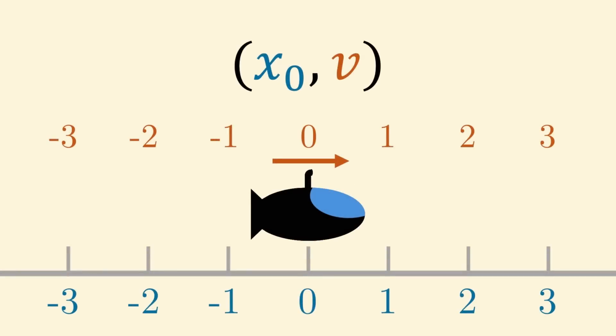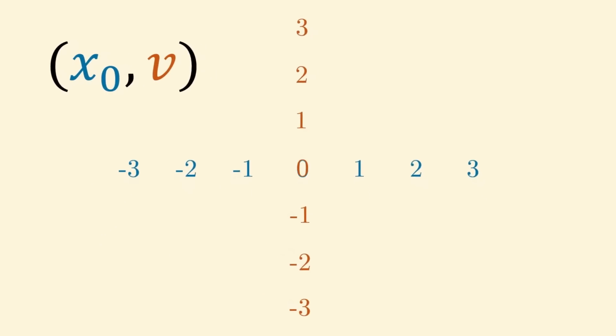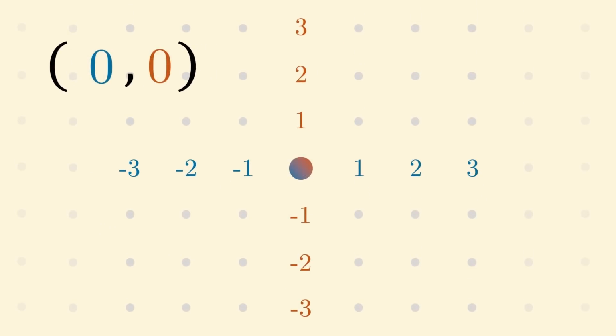So we want to search through all possible integer pairs x0, v. We could just plot the plane of 2D integer coordinates. Like before, each coordinate represents a pair of x0 and v. And here it might be even easier to visualize the search pattern. See if you can figure it out for yourself.